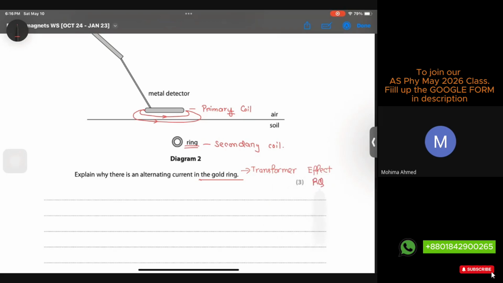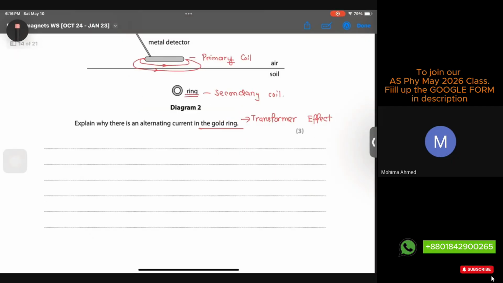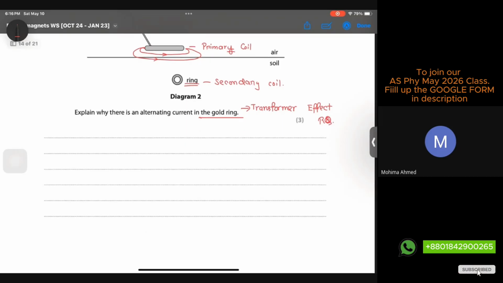And this is again a repeated question that I'm going to write over here. Right, so for your transformer effect, you have to memorize these points.